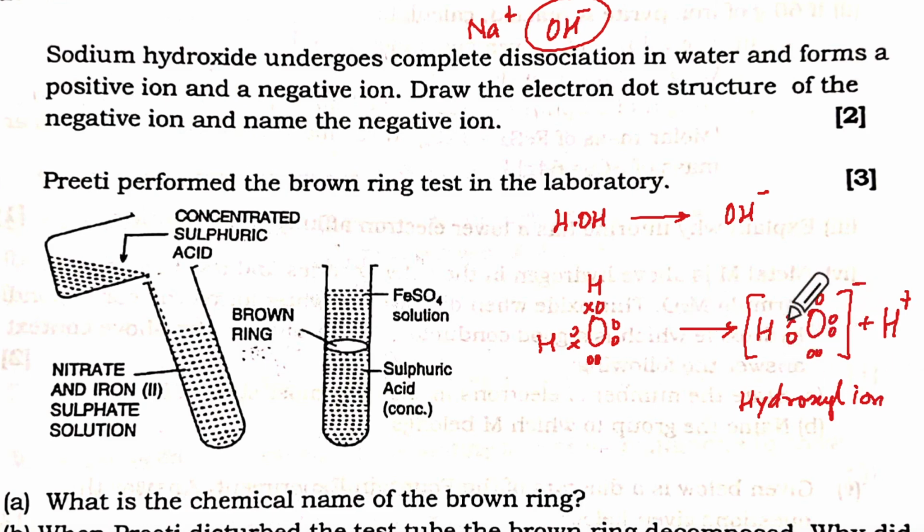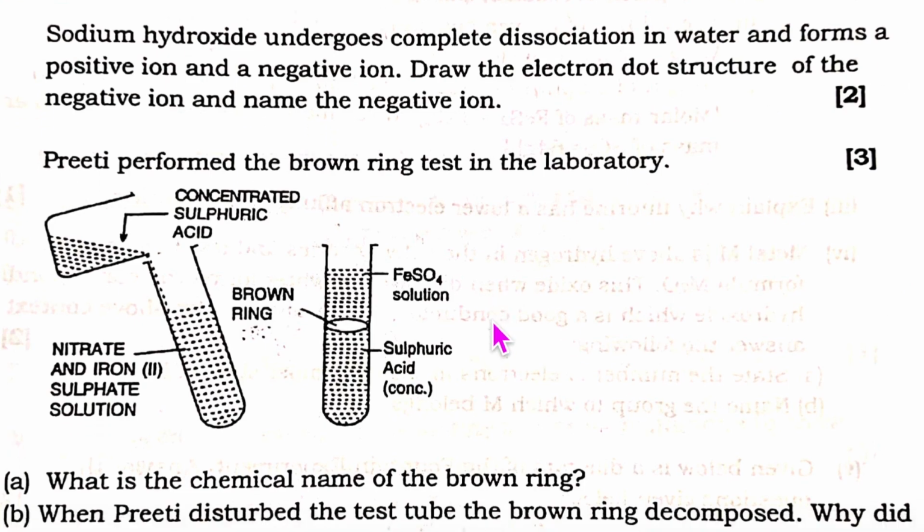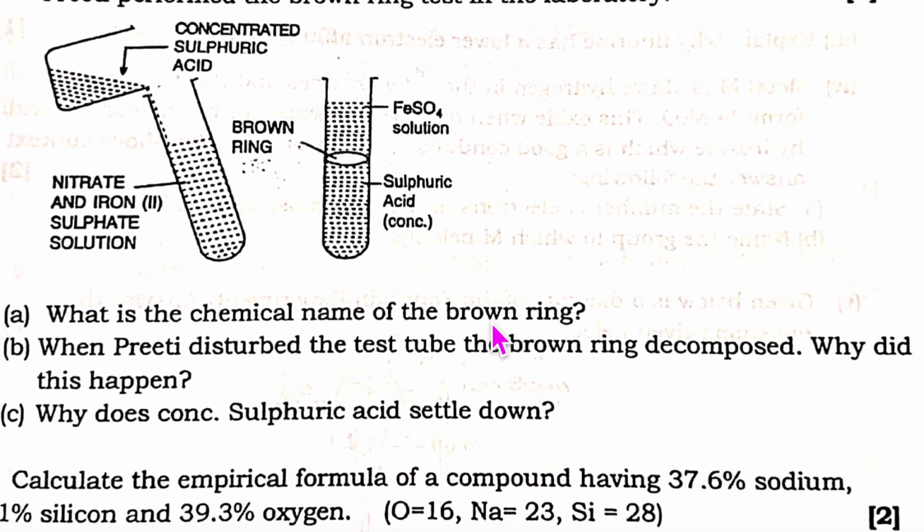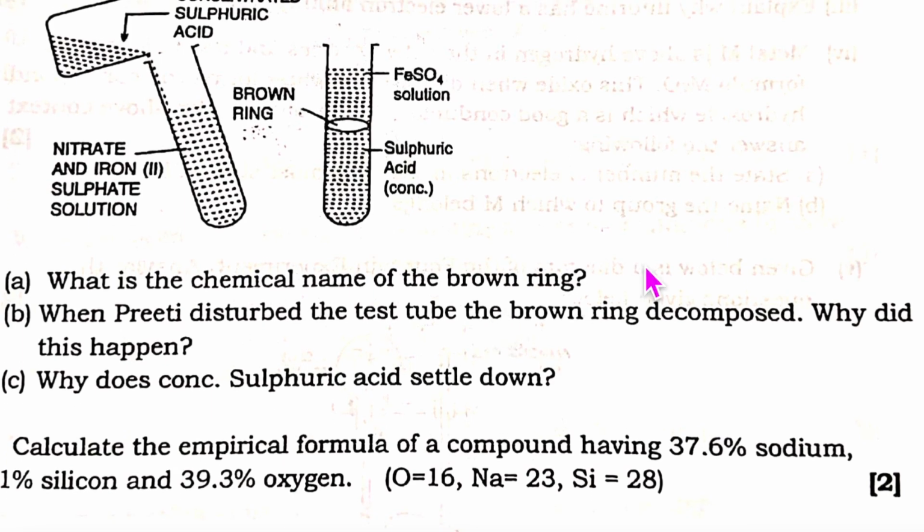I don't know, y'all did so much of variety of hydroxyl ion. Preeti performed brown ring experiment in the laboratory. What is the chemical name of brown ring? Nitrosoferrocyanide. Very good. And what is the formula? FeSO4.NO. Correct? When Preeti disturbed the test tube, the brown ring decomposed. Why did it happen? So brown ring is unstable is the first answer.